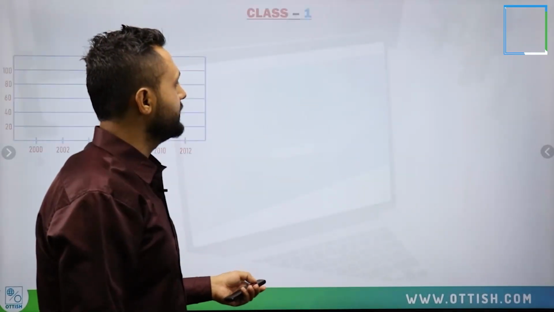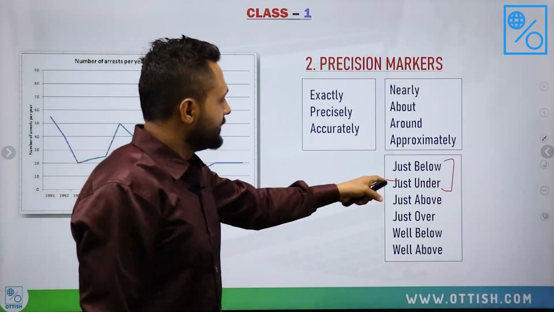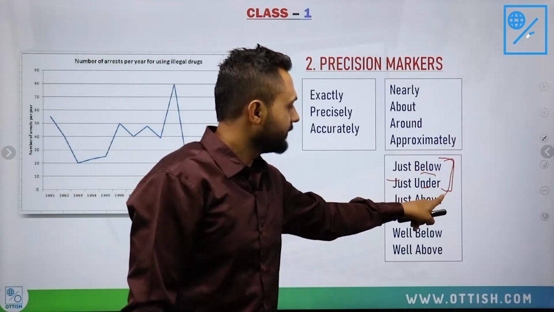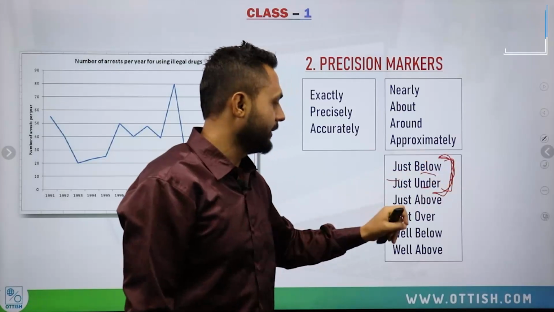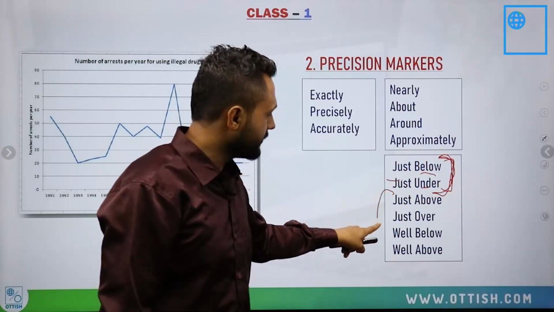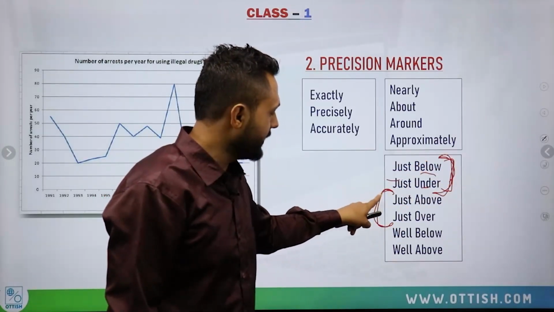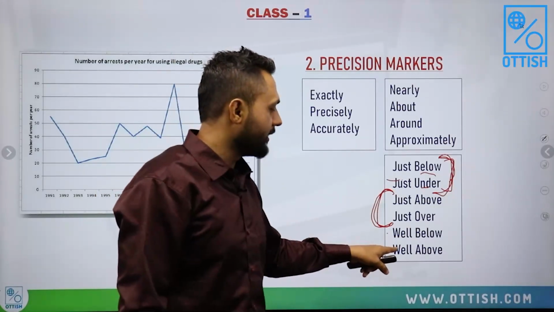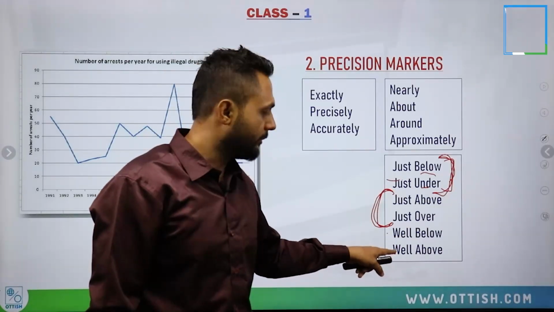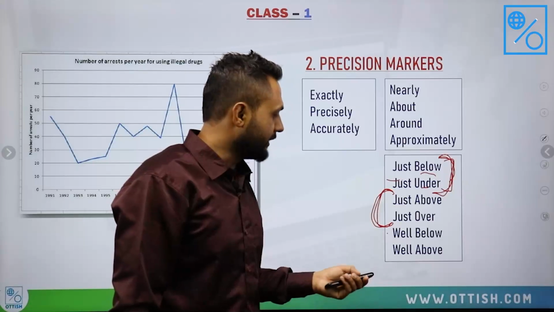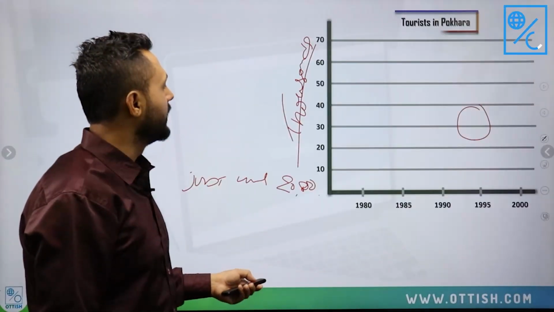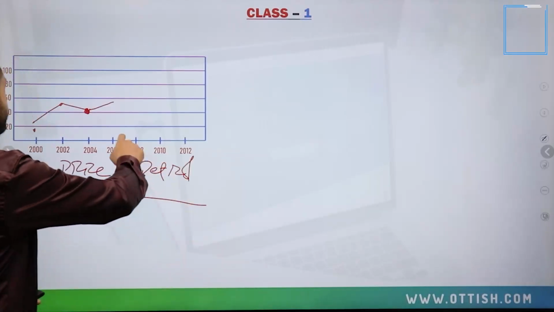So what you do is, just below and just under, these are the synonyms. These two words have the same meaning. Just above, just over, same meaning. Well below and well above. I have already told you the meaning of well above. So well below, you can derive the meaning from that, right? Let's see the example of well below here.